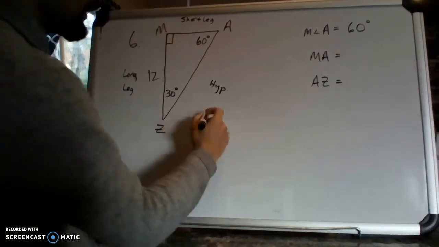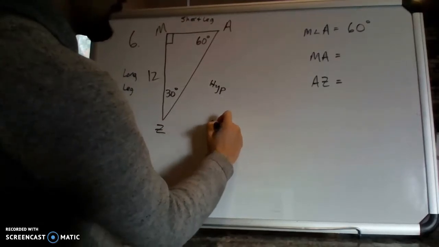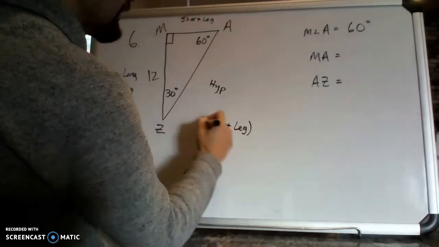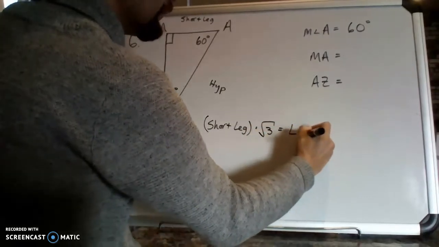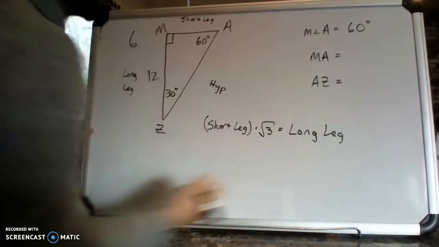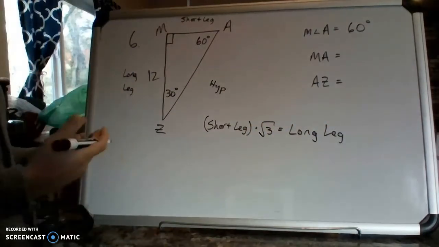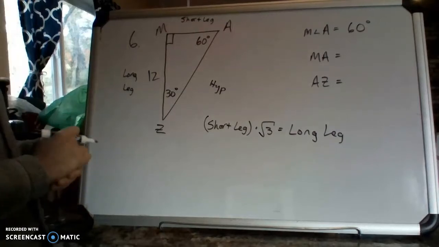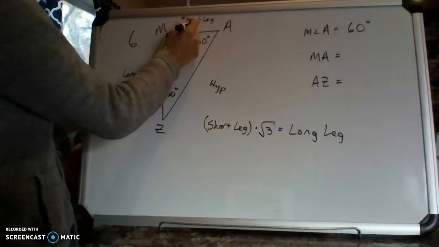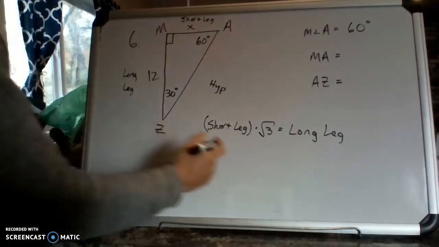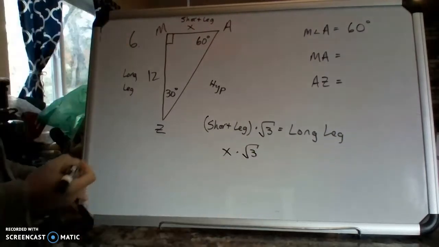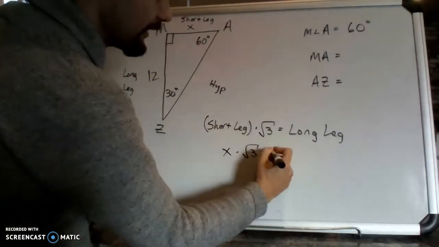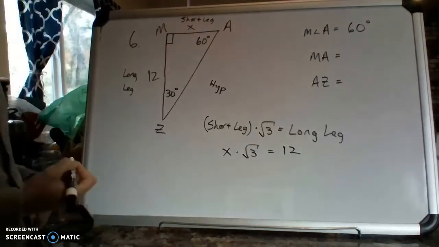If you remember, it is the short leg times the square root of 3, and that will equal the long leg. So we just need to plug in what we know and then solve out. So if we called the short leg x, that would be x times the square root of 3 would be equal to the long leg value, which is 12.